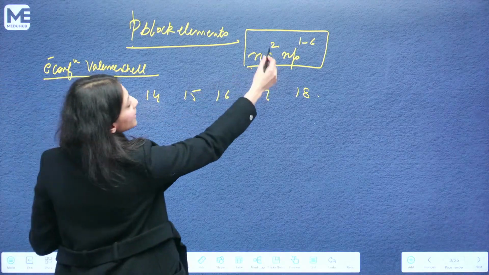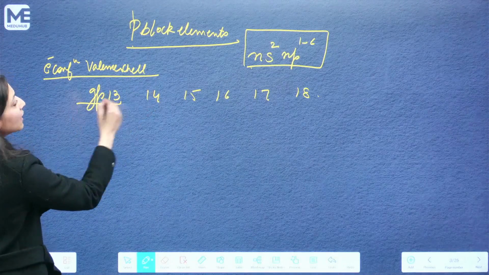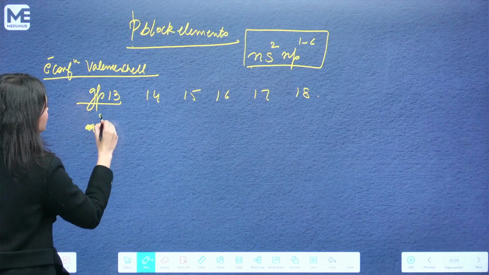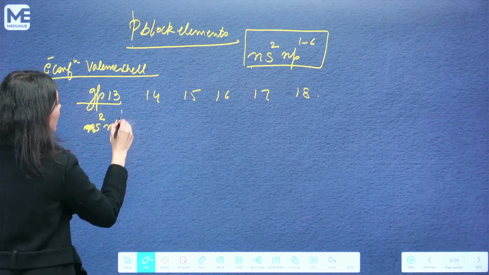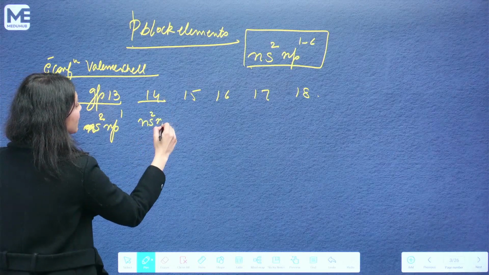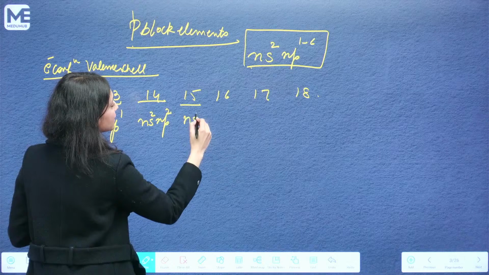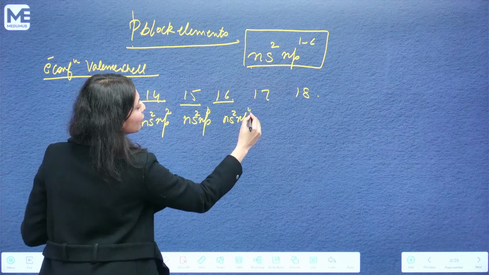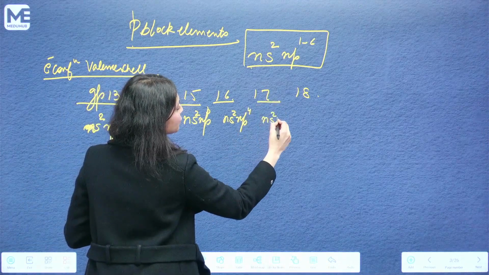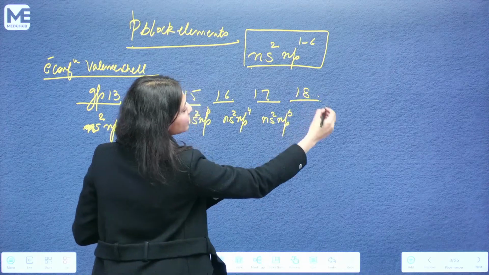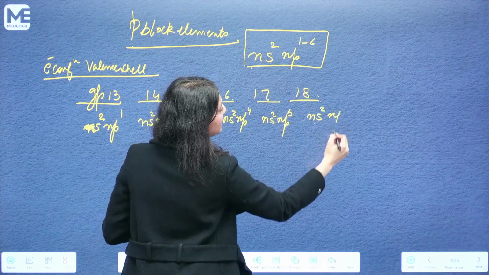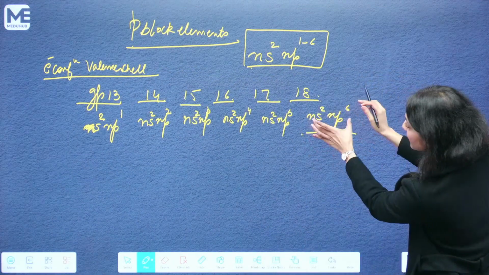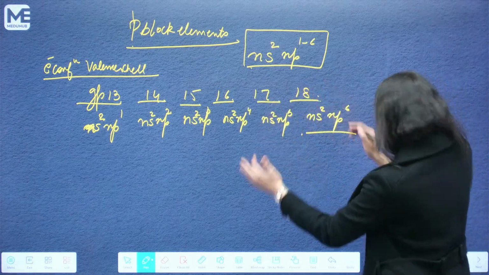So ns2 np1 to 6. For group 13, the outermost or the valence electronic configuration would be ns2 np1. For 14, ns2 np2. For 15, ns2 np3. For 16, ns2 np4. For 17, ns2 np5. And for 18, which are the noble gases, ns2 np6. So these are the valence shell electronic configurations. These valence electrons are preceded by, obviously, a full core of electrons.